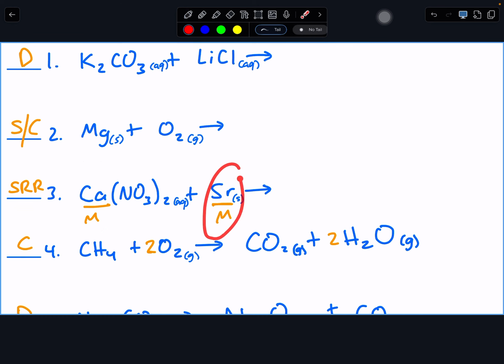MgO. Why is it MgO as the answer? Mg is 2 plus. You have to cross the charges here, so 2 plus and O 2 minus. That makes MgO, and they cancel out. And then all metal oxides are what? Solid. Okay. Is it balanced?